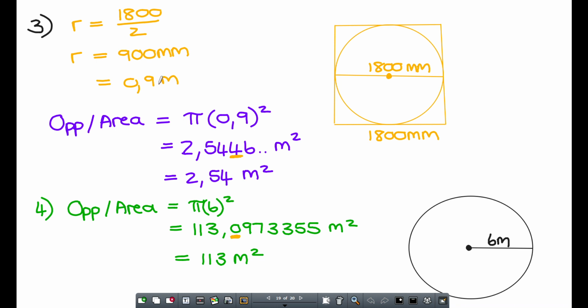Now, the answer they want is in terms of square meters. So I first converted those millimeters to meters, and I got 0,9 meters. And then I can work out the area, which would be pi times radius squared, so pi times 0,9 squared, which gives me this. Then they said round it off to 2 decimal places, so I've got to look at that third one. And because that was a 4, the second decimal will stay exactly like it was.